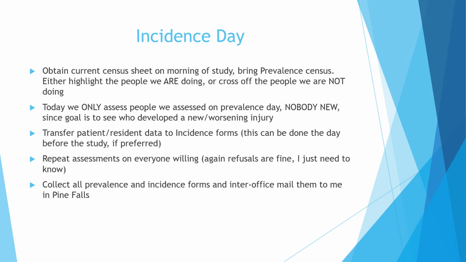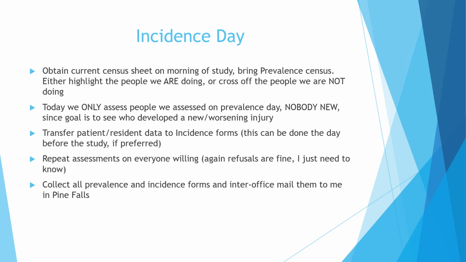Today, the goal is to check only those people we assessed on Prevalence Day who did not have a pressure injury. Our incidence numbers do not include anyone whose pressure injuries worsened because the wound was already there. So I say again, we are only looking at people we have already assessed last time, and only those whose sheets were marked off as no wounds.